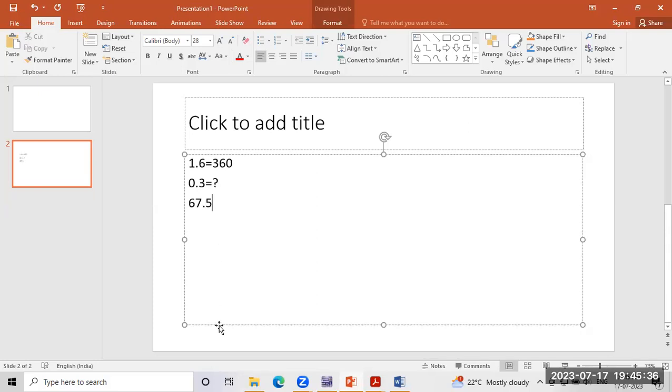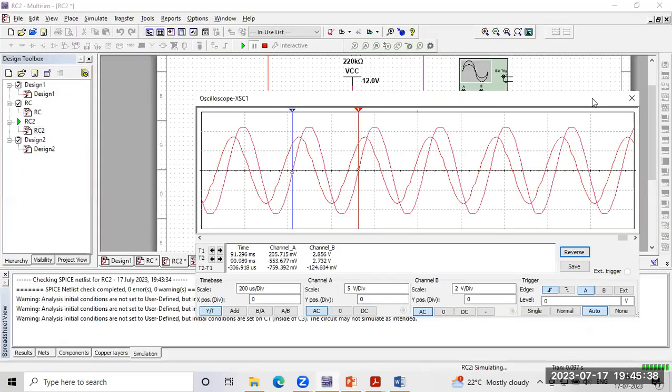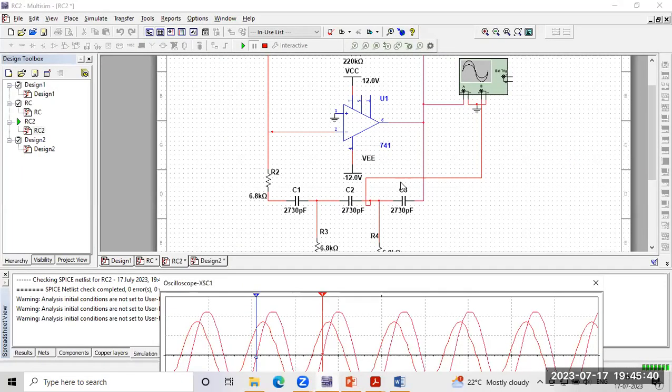Actually, each individual RC network should generate 60 degrees, but here the first RC network is giving 67. There is a difference, but it's okay. Next RC network: step here, and then run.